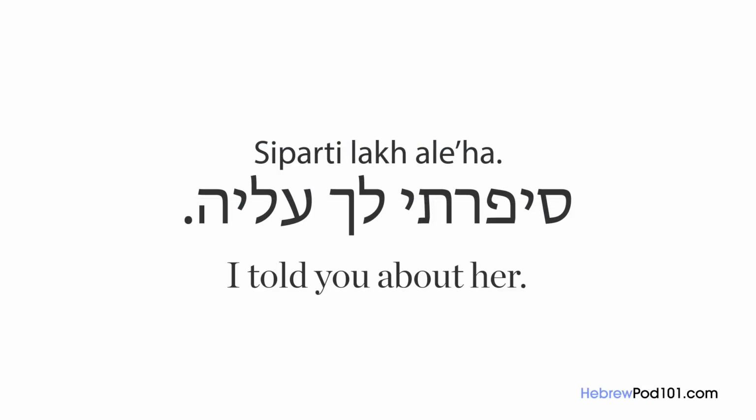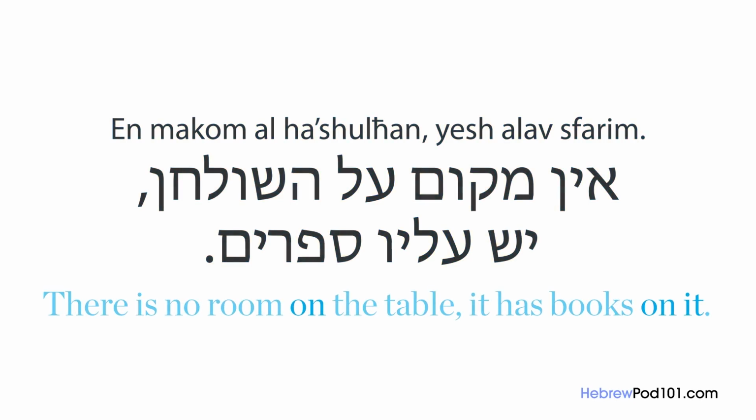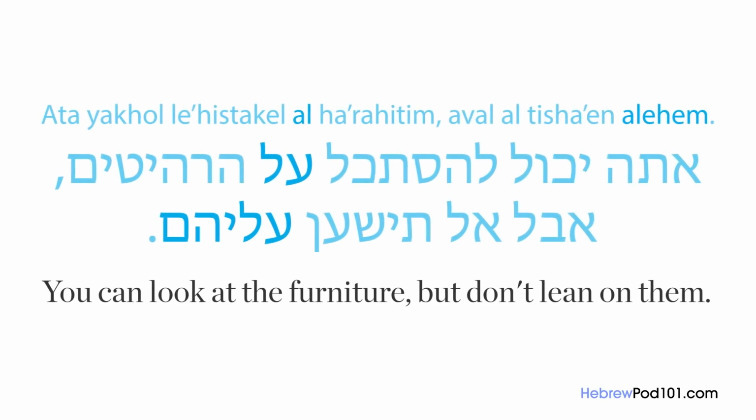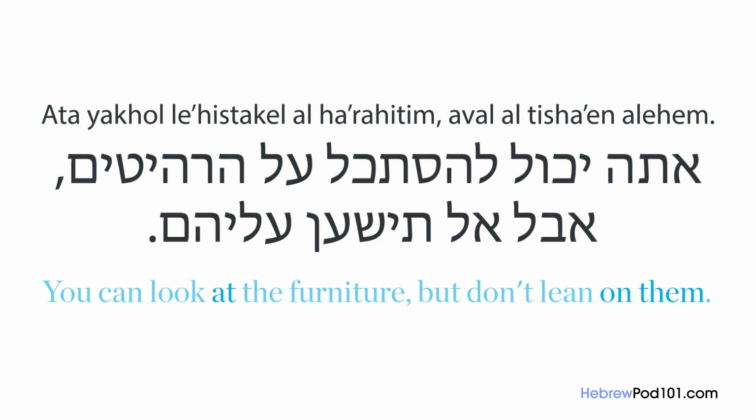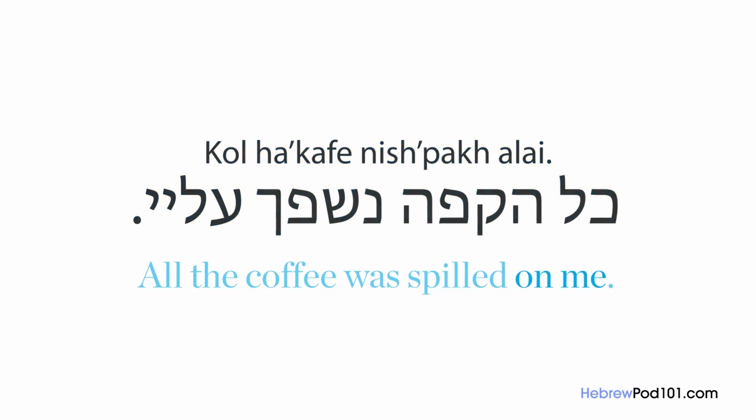Here are a few examples for conjugations of the word al. סיפרתי לך עליה. I told you about her. אין מקום על השולחן, יש עליו ספרים. There is no room on the table, it has books on it. אתה יכול להסתכל על הרהיטים, אבל אל תישען עליהם. Literally, you can look at the furniture, but don't lean on them. כל הקפה נשפך עליי. All the coffee was spilled on me.